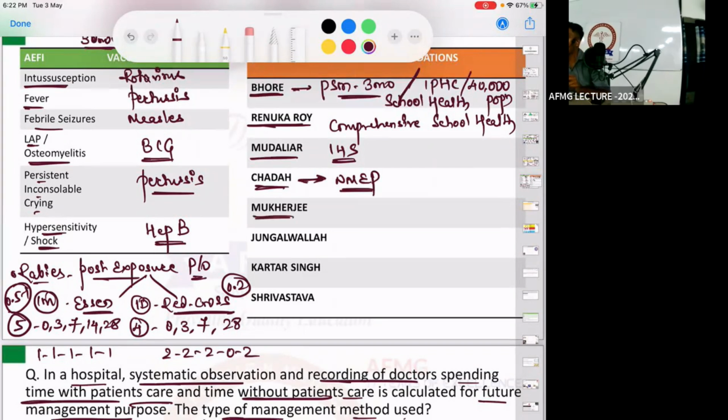Then Mukherjees are in high numbers in Bengal, right? So they felt their population was increasing too much, and therefore they worked on the family planning program.